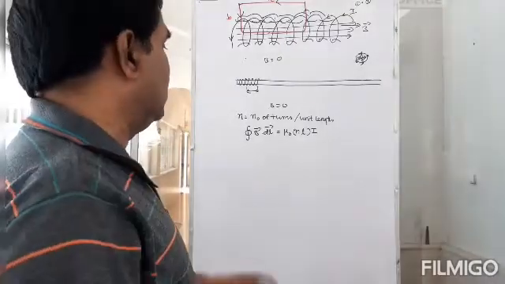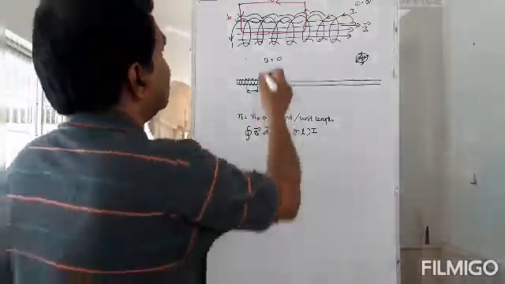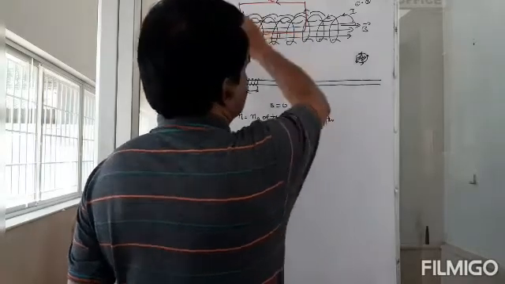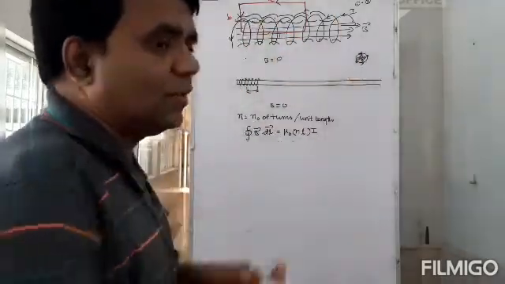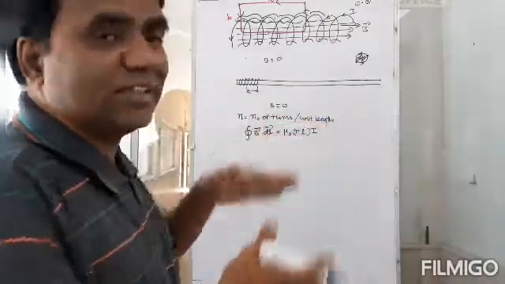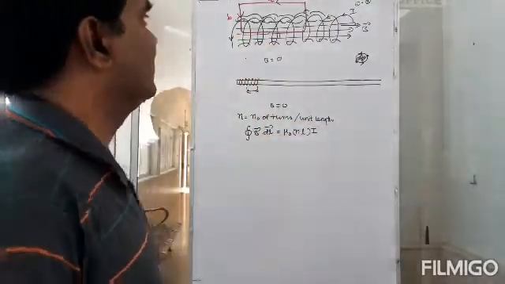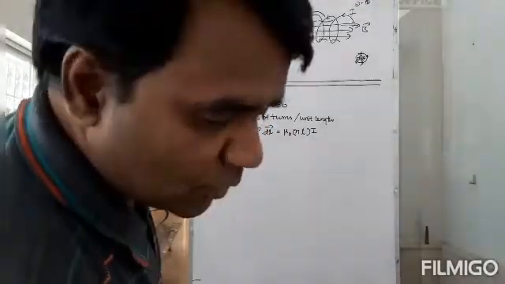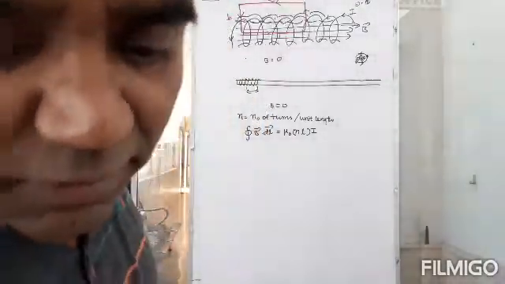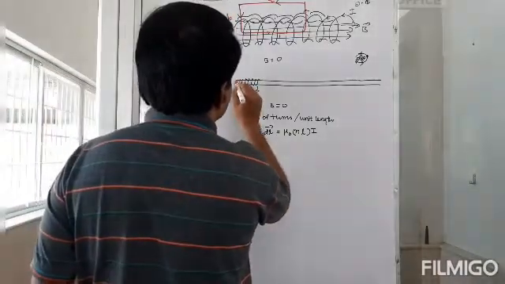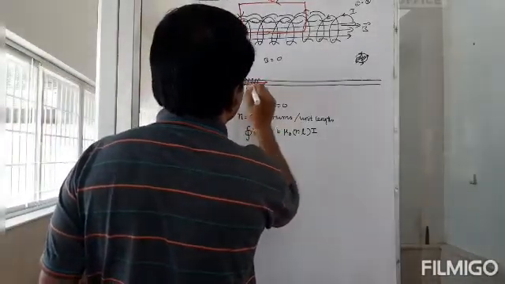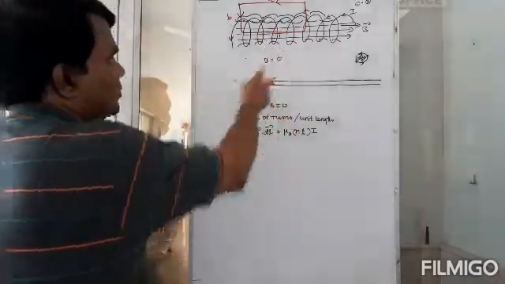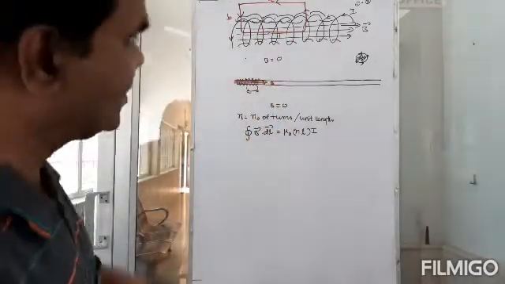Okay, now I need to find B, right? So B is here. I have some B here, right? It's constant B. From the shape of the lines you can see that B is constant here. Outside B is 0, right? So you have B here, B here, B here. So there is some B inside, and B outside is 0.